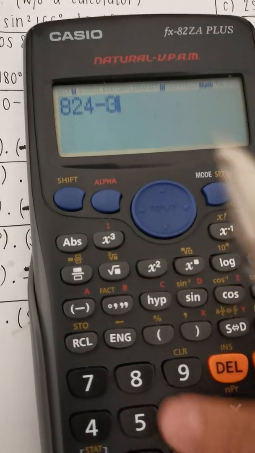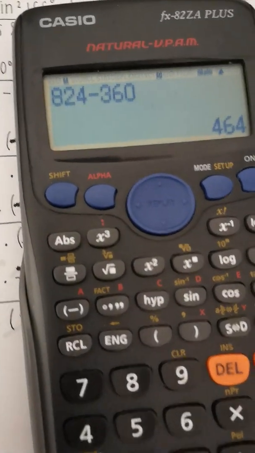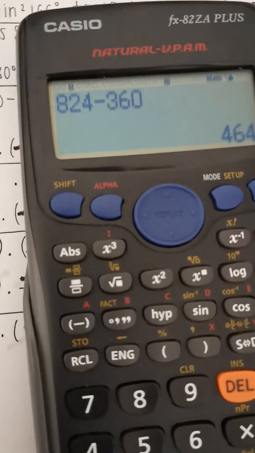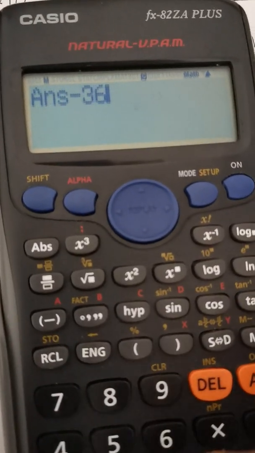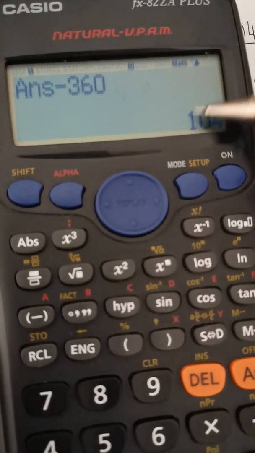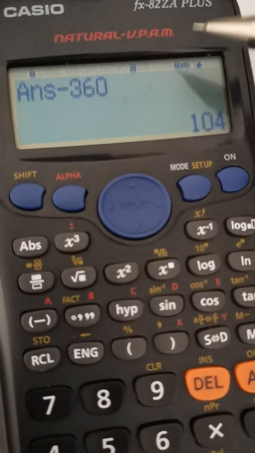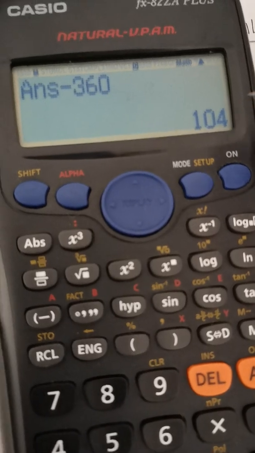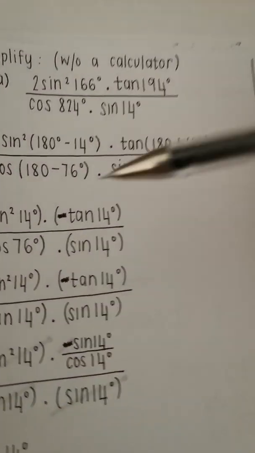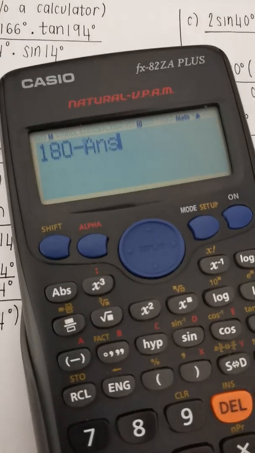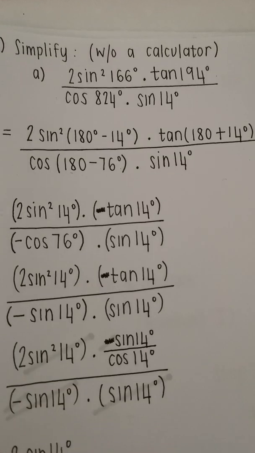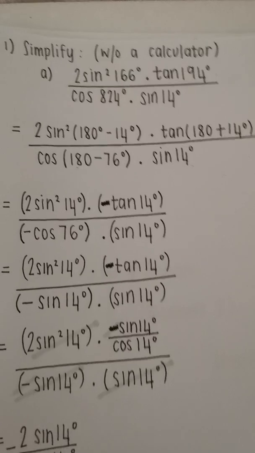824 minus 360. Now you agree with me, if I do a full 360, I'm going to end up back at the same place, and if I do another 360, I'm going to end up back at the same place. So now I'm asking myself, in which quadrant is 104? That's in quadrant 2, therefore 180 minus. Okay, and this is what I did. I said 180 minus. That's how I got the 76.